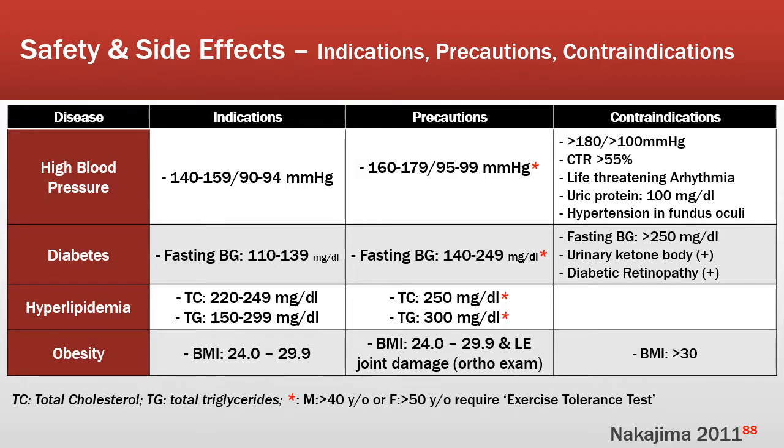Hyperlipidemia, you can see there. Obesity, again, as I mentioned, BMI can be a precaution and even a contraindication if they do fall into that obese range, that it is not wise to be putting further restriction on the vascular system.